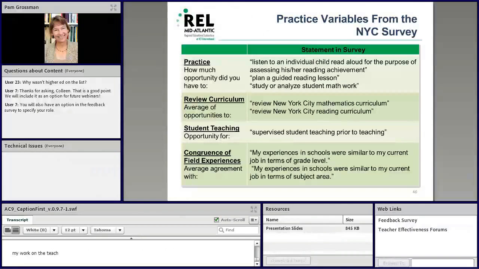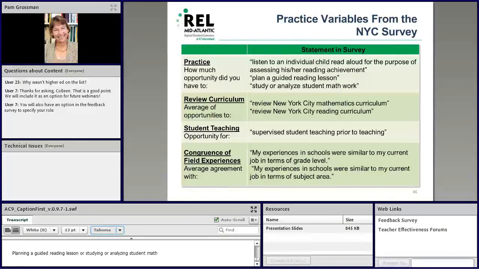This meant that candidates reported whether or not they had opportunities to do things like listening to an individual read aloud for assessing reading achievement, an IRA, for example, planning a guided reading lesson, or studying or analyzing student math work.